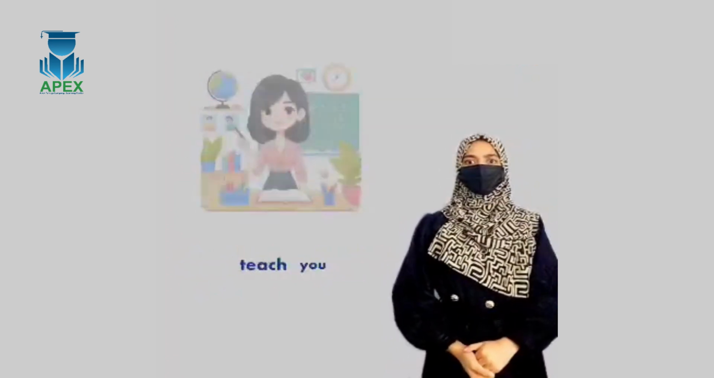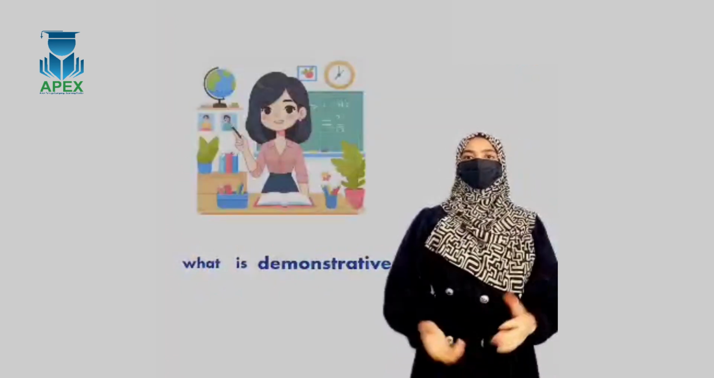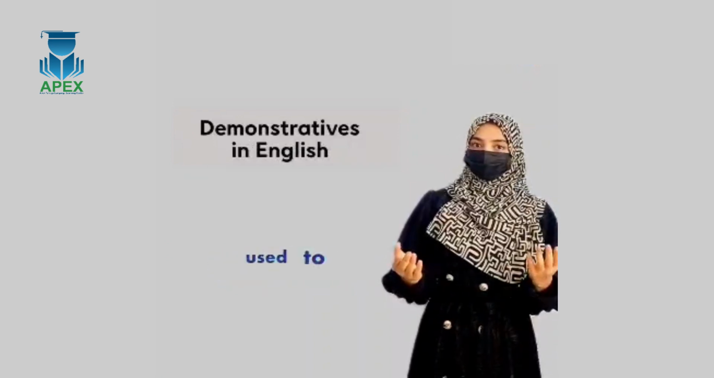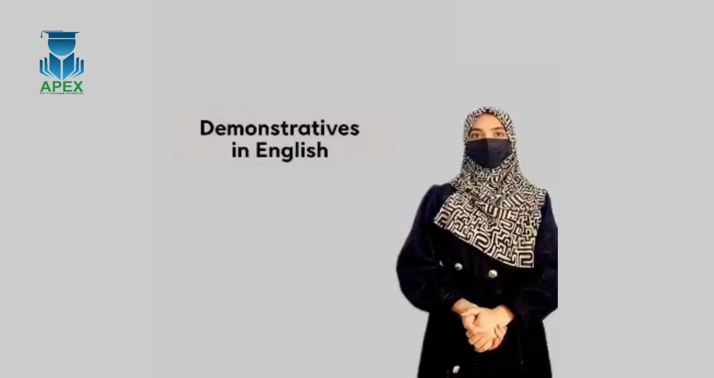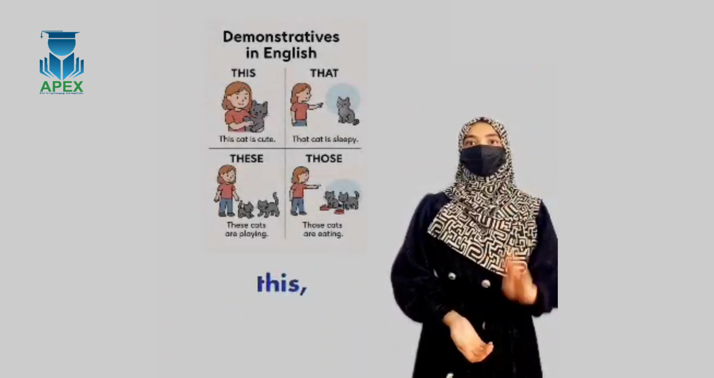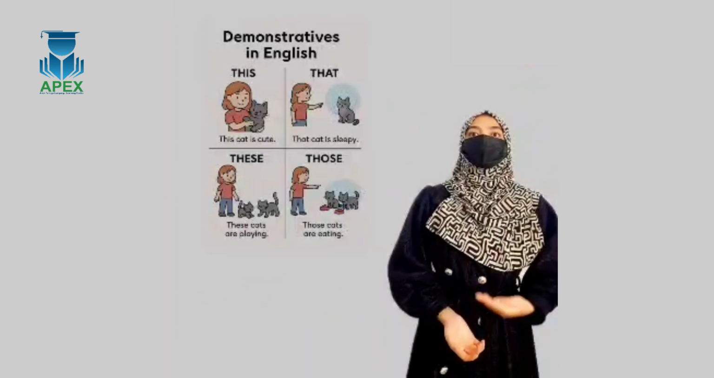Today I want to teach you what demonstrative pronouns are. Demonstrative pronouns are used to point out nouns. We have four demonstrative pronouns: this, that, these, and those.